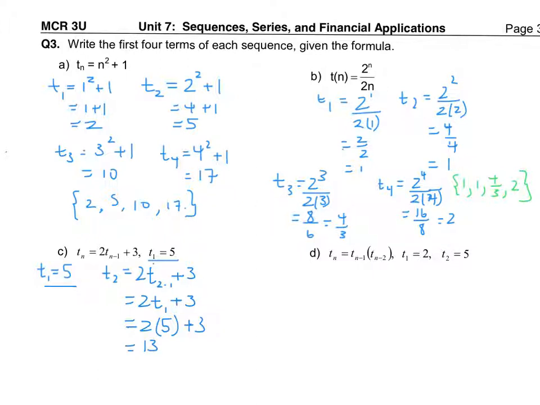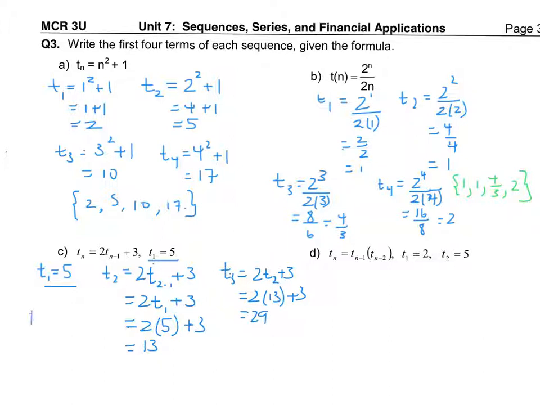When I go to calculate term 3 here, I'm going to shorten that up a little bit because I'm running out of room. Term 3 would be equal to 2 times term 2 plus 3, and term 2 had a value of 13, so it's going to be 2 times 13, which is 26. 26 add 3 would be 29.